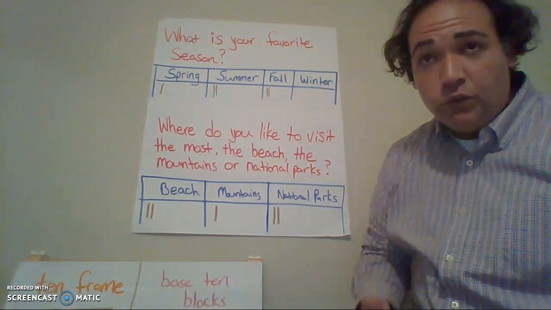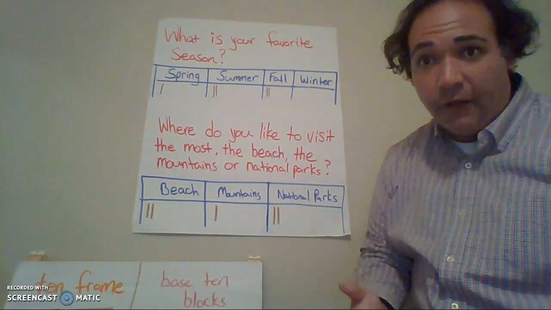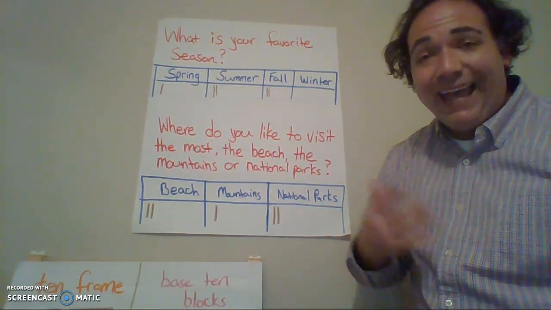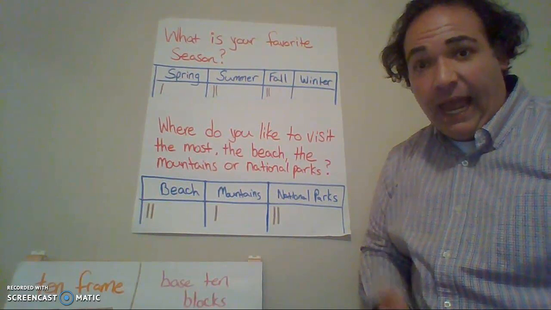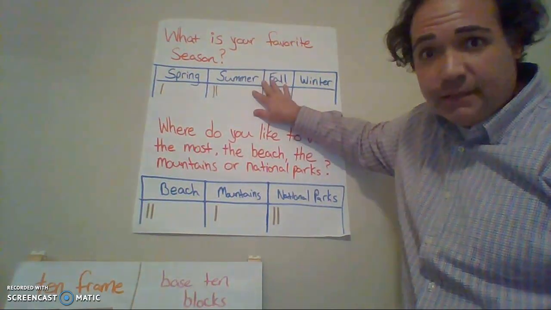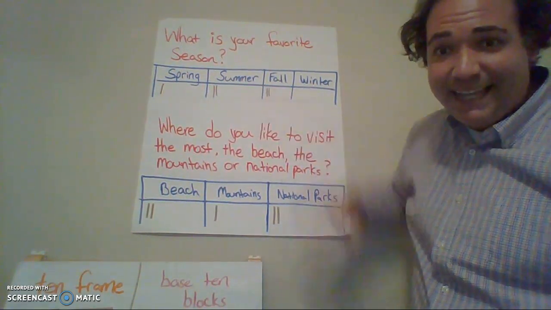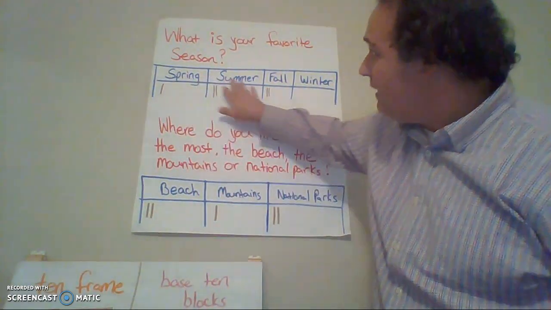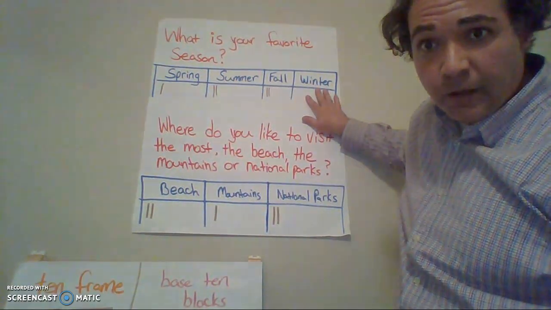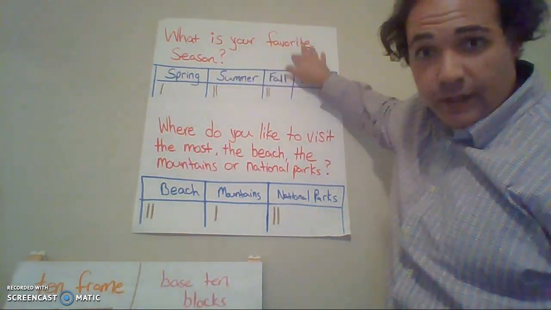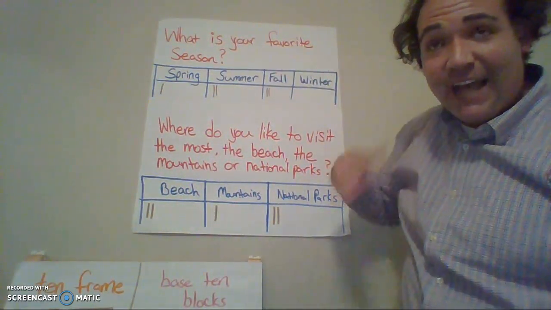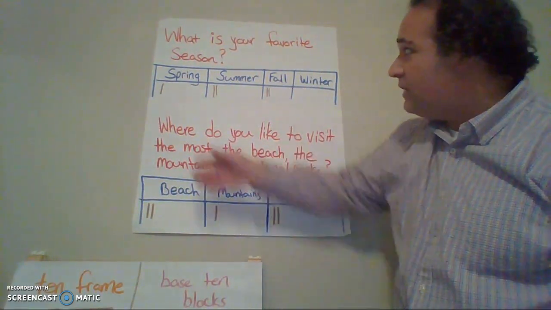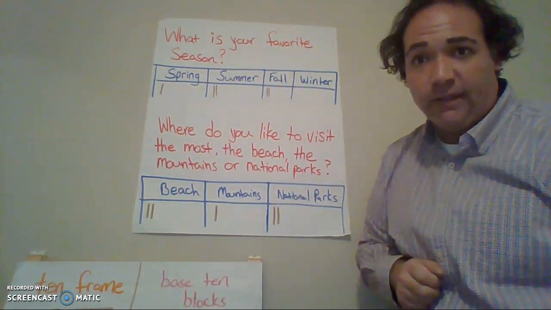I want you to ask the people in your house. You can also call grandparents, aunts, or uncles and get their opinion as well. And you're going to make a chart very similar to this. It's going to look like this inside of your notebook. So you'll label it spring, summer, fall, and winter. The question is written above it. And then as you get the answers, hey, Grandma, what's your favorite season? She says spring, put a tally mark there.